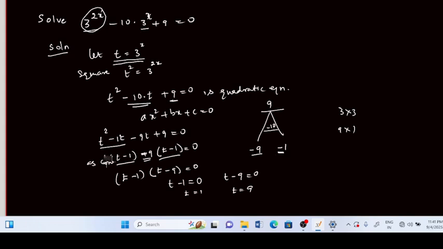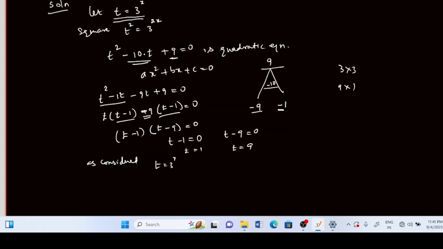So here we considered t as 3 power x. So t is 1 equal to 3 power x. For the second term, 9 equal to 3 power x. So here 9 we can write as 3 square equal to 3 power x. So equating both the powers, we get x is equal to 2.